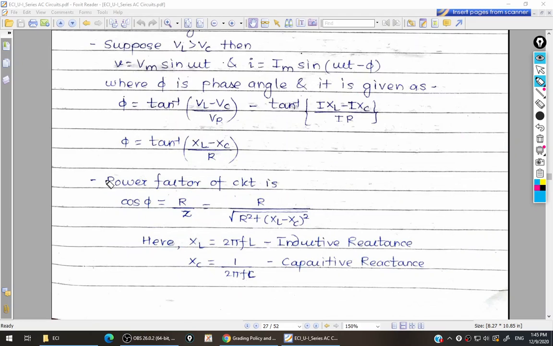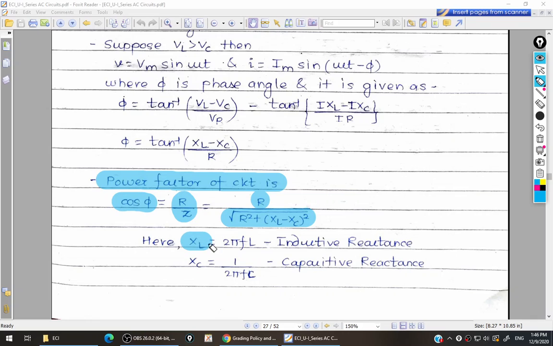Now friends, the next parameter we are focusing on is the power factor of this circuit. Power factor is a very important parameter. What is the formula for power factor? Cos phi. And we have already seen another formula for power factor: R divided by Z, meaning resistance upon impedance. So R divided by, and what is the impedance we are getting here? Square root of R square plus (XL minus XC) square.